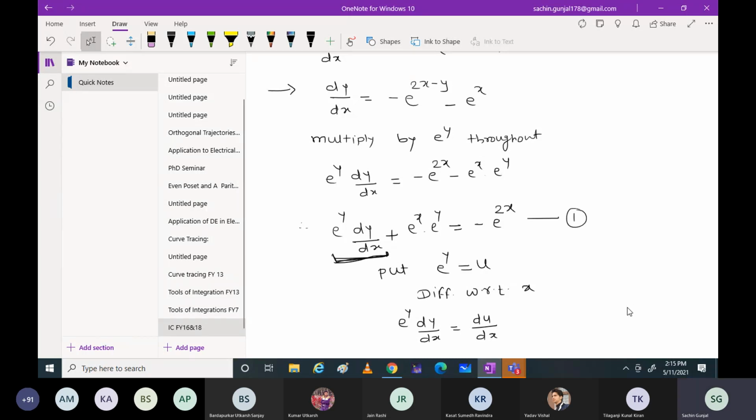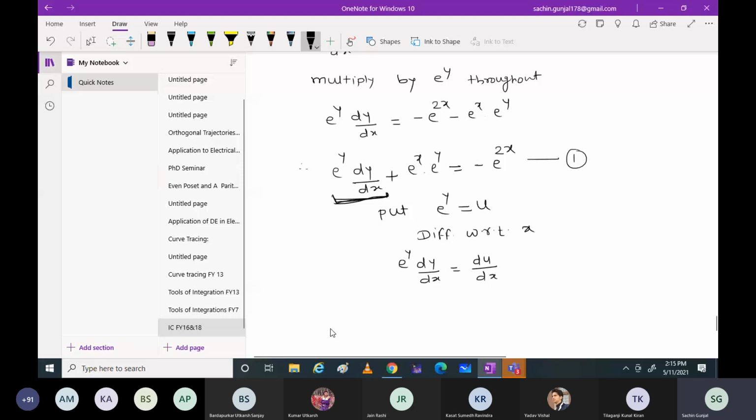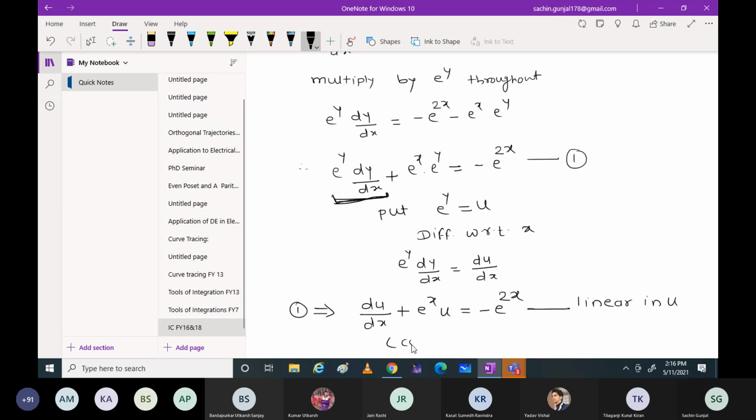So this becomes du by dx plus e raised to x into u is equal to minus e raised to 2x. So which is linear in u. Now you can complete this as a homework.